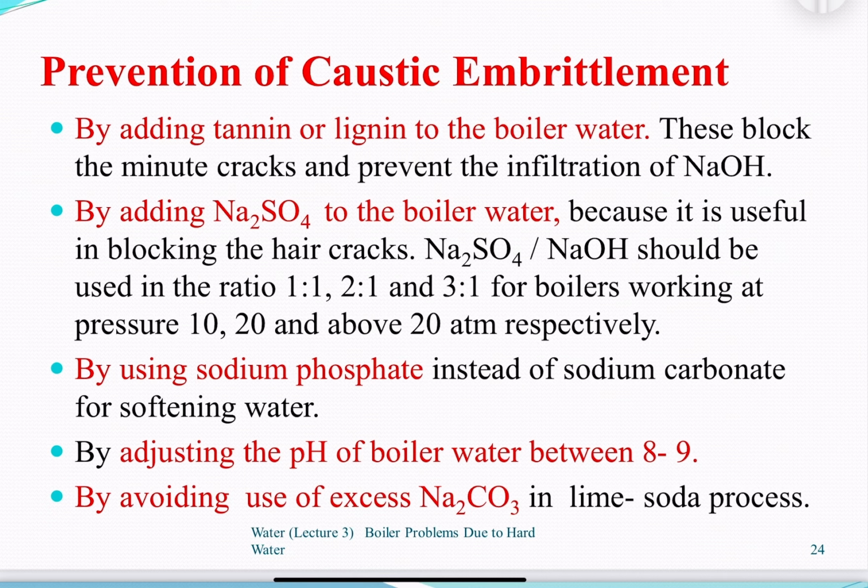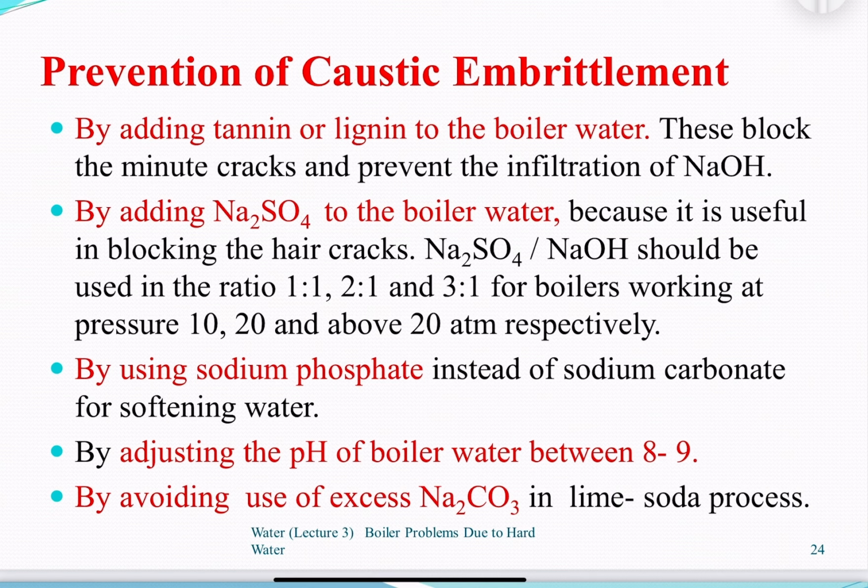Now, how can you prevent the formation of caustic embrittlement? It can be prevented first by adding tannin or lignin to boiler water. These tannins and lignins will block those crevices and stop NaOH from penetrating inside. Hence, two concentrations will not be created, and hence a concentration cell will not be formed.